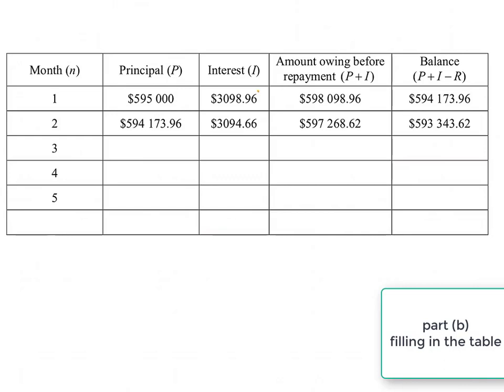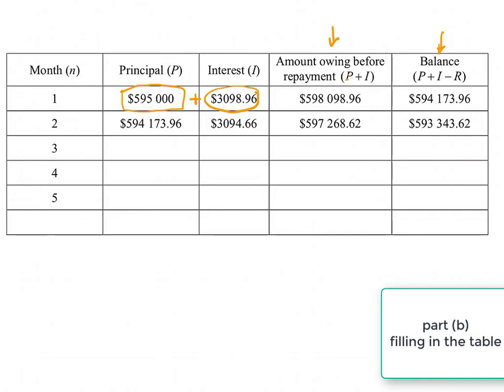So we know now how to find this interest because we have found it in the first part of the question. This column here tells us how much is owing before the repayment. So before a repayment, you have what you borrowed, your principal, and you add your interest to it. So together, that's how much you owe. And so this column here is the principal added to the interest, and you get $598,098.96.